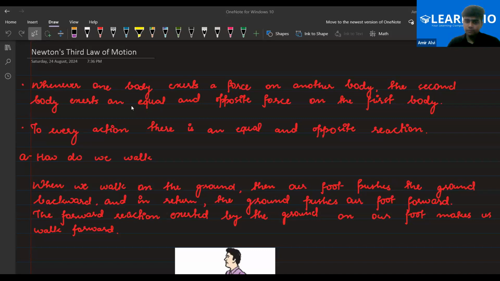Okay, so now let's understand what the third law of motion is. When one body exerts a force on another body, the second body also exerts the same amount of force, but in the opposite direction, on the first body. If you are pushing a wall, exerting a force on it, the wall will also exert the same amount of force on your hand, but in the opposite direction, that is, towards you.